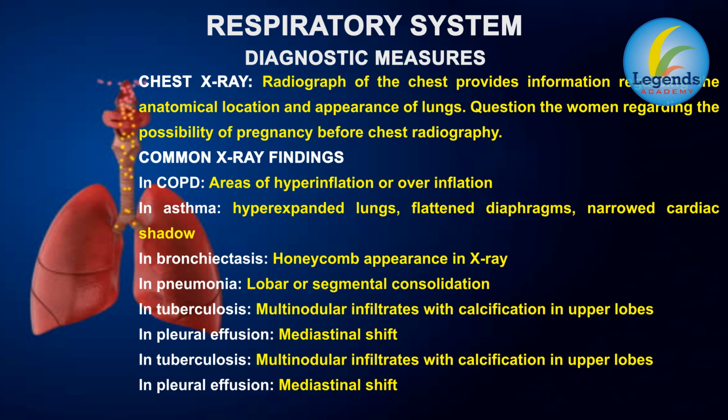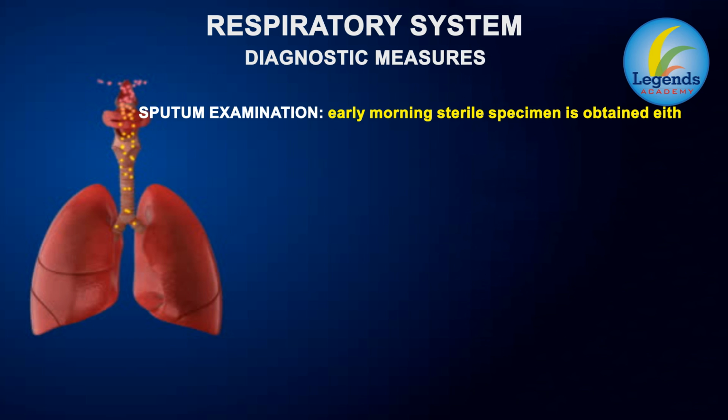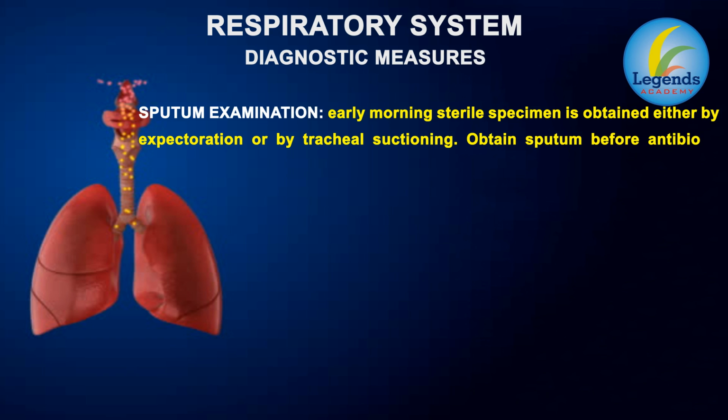And we'll see about the sputum examination. An early morning sterile specimen is obtained either by expectoration or by tracheal suctioning. That means you are sending the sample before starting antibiotic therapy to rule out what type of microorganism it is.